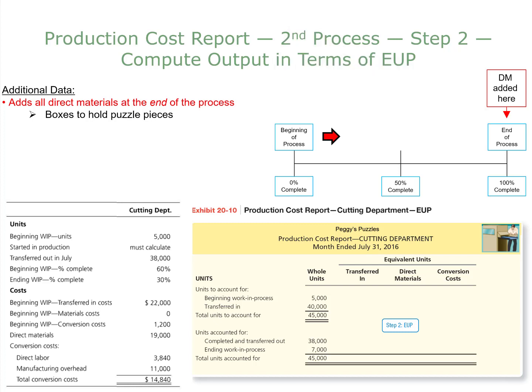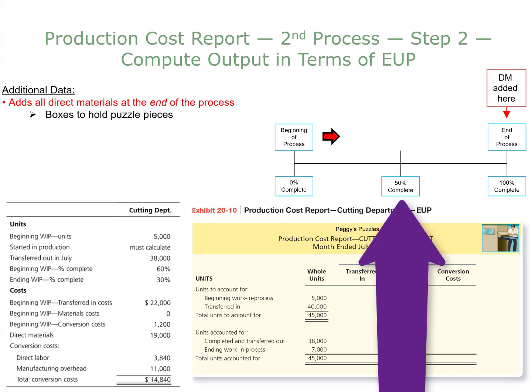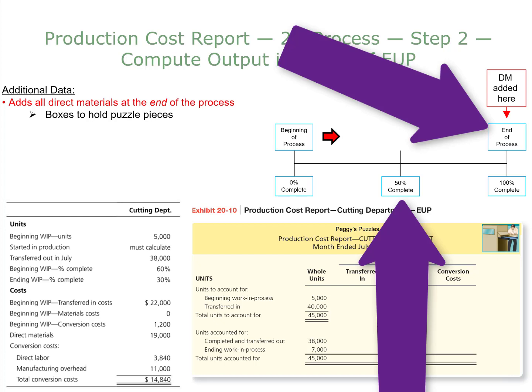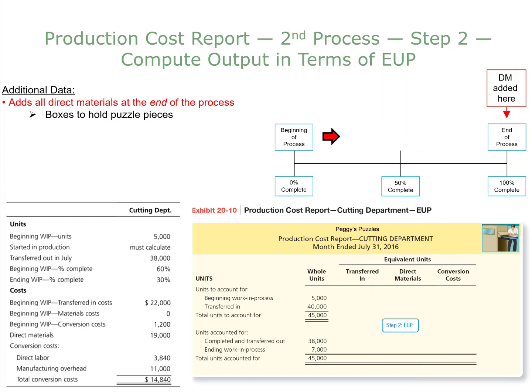So that means, for example, that if the ending work in process units were halfway through the cutting process, that means they have none of the direct materials applied to them because this particular department applies the materials at the end of the process. In fact, if the ending work in process units were 95% through the process, they would have 0% of the direct materials applied to them because they are not finished yet. This is important when we calculate the equivalent units of production for direct materials.